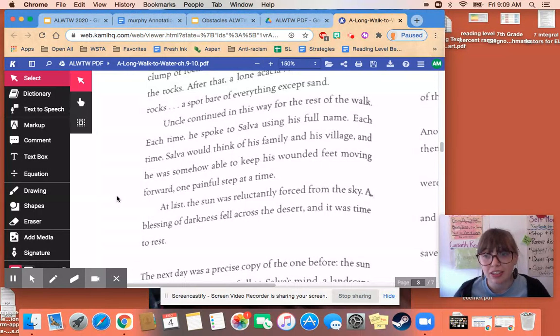My friends, you might want to pause the video and annotate now about this obstacle and how Uncle helped Salva get through this obstacle of the desert.